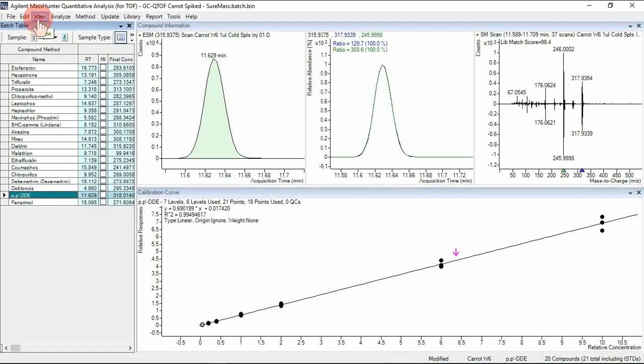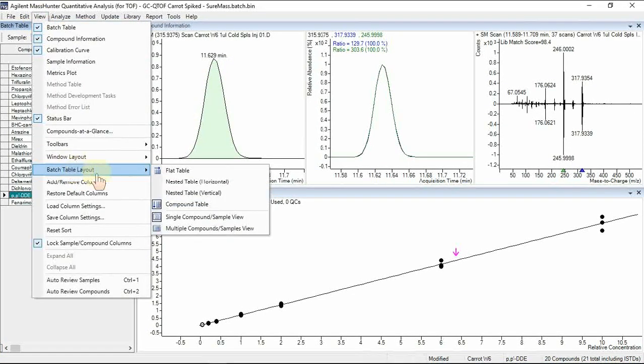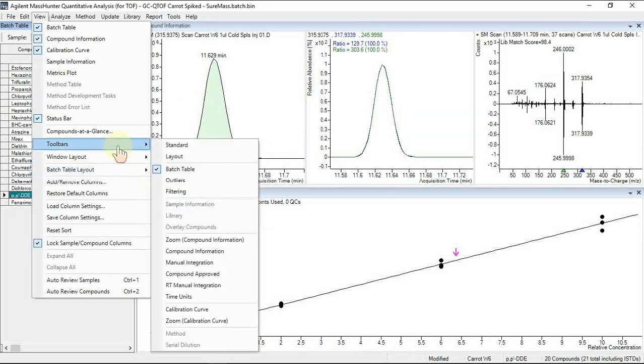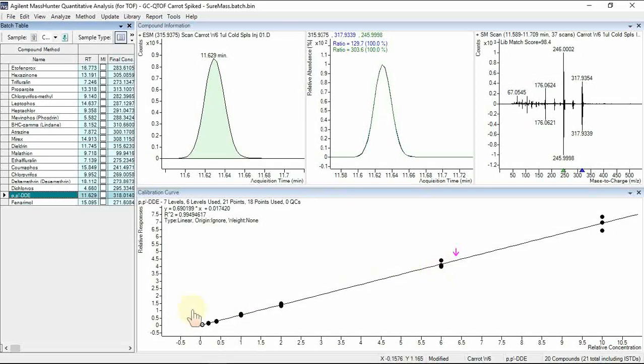Here we are in Quant, and I'm looking at the compound table. And let me point out, I have removed some of the toolbars to make it look simpler. I can always put those back. Here they are in the View menu. So first, I'd like to point out the dynamic range here is increased with SureMass.